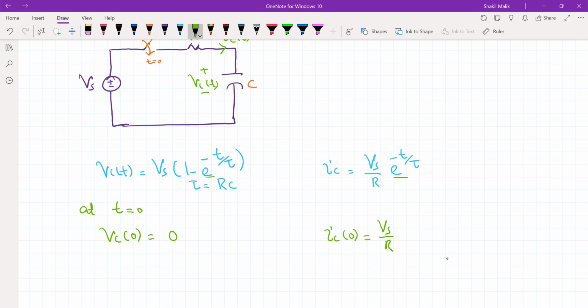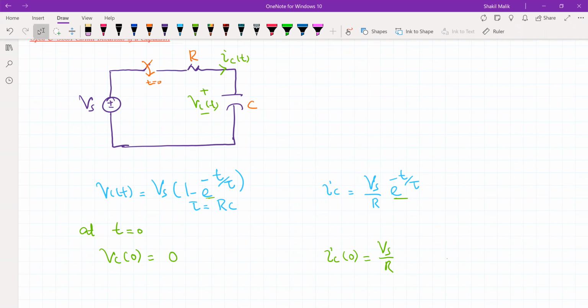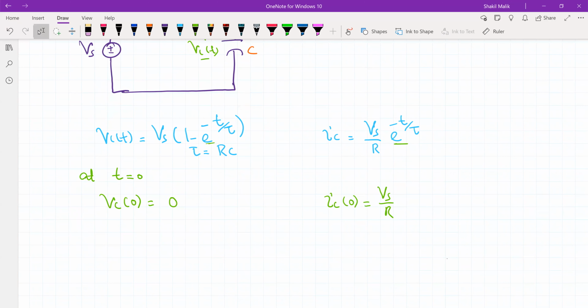Right? So what is happening at t equal to 0 when you connect a source in an initially relaxed RC network? Initially relaxed means the initial voltage stored in the capacitor is 0. So what is happening to that capacitor? You can see the voltage across the capacitor is 0, but the current is flowing. So there is current, but there is no voltage. So this element is behaving like a short circuit. So at t equal to 0, the element is behaving like a short circuit.